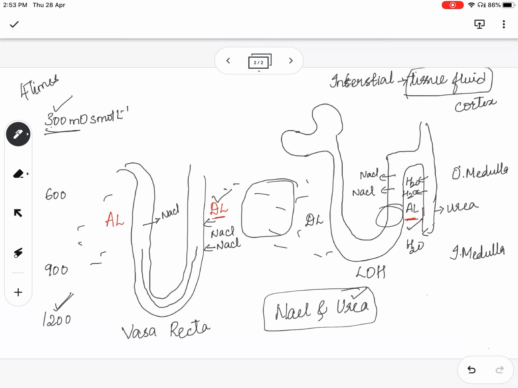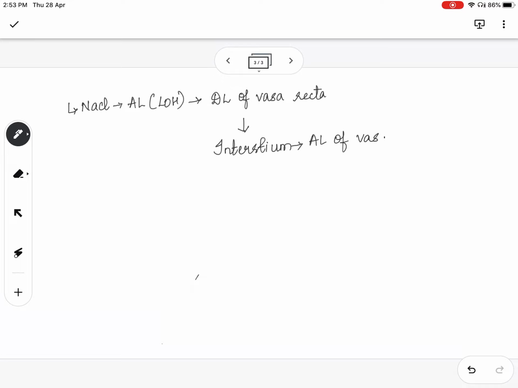I'll repeat the whole procedure once again by writing it down in the form of points. Please do remember, what did I first start with? Sodium chloride is transported from the ascending limb of loop of Henle, correct? From the ascending limb of loop of Henle, it is going to get exchanged with the descending limb of vasa recta. Later on, the sodium chloride is transported back to the interstitium. How is it going back to the interstitium? By the ascending limb of vasa recta.